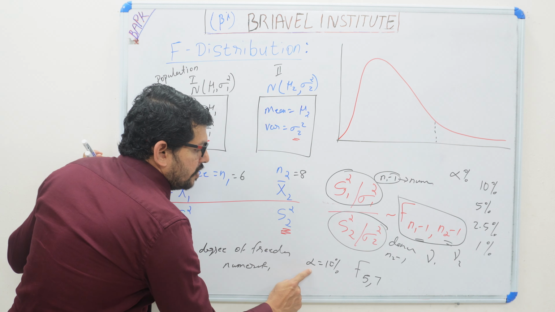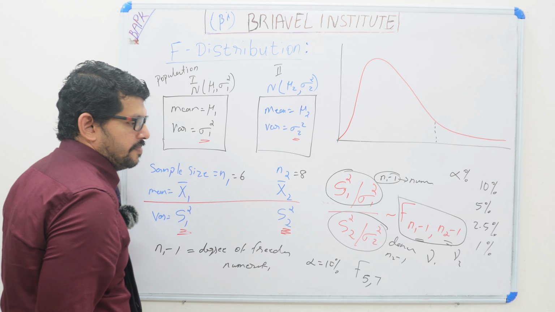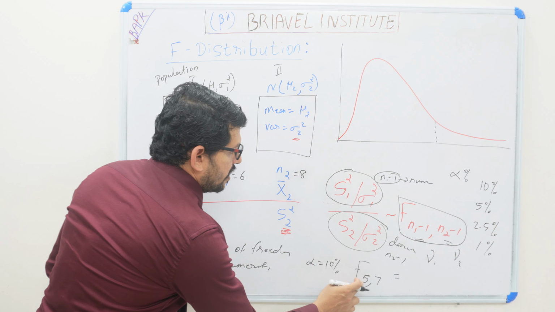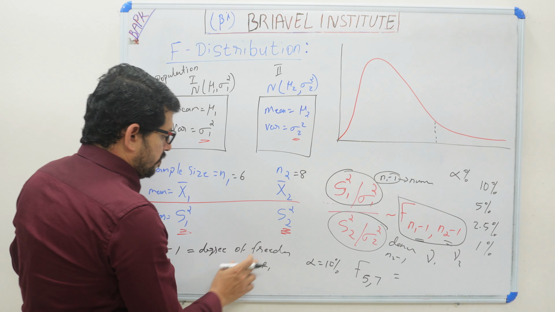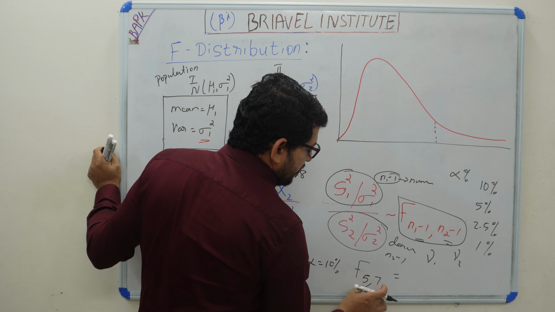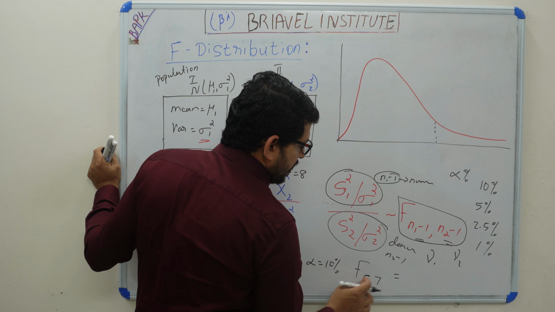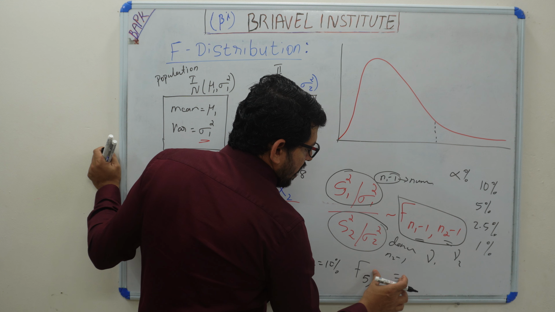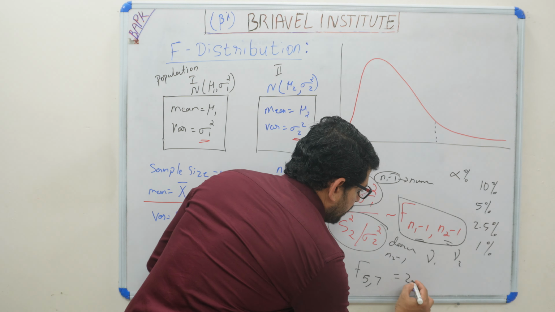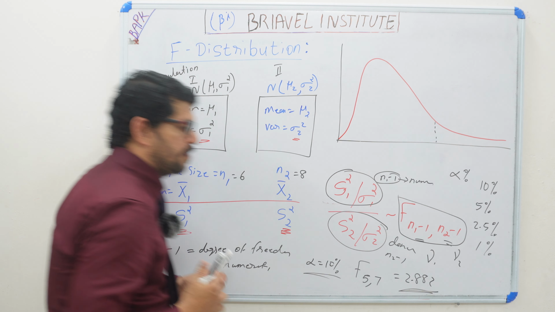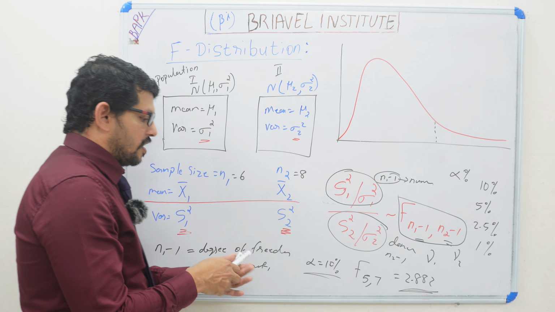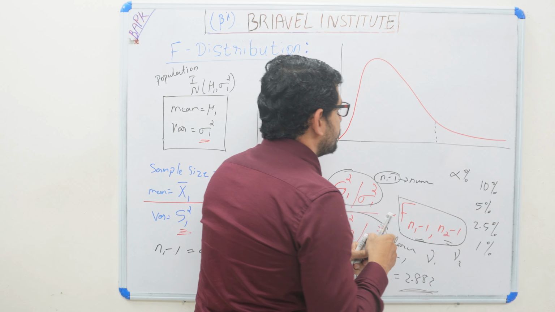Now here I want to find out the value at the 10% significance level. This 5 is the degree of freedom of the numerator, and 7 is the degree of freedom of the denominator. For F 5, 7, mu1 is 5 and mu2 is 7, and we get the value at 10% significance level. My value is 2.882. This is from the F distribution table. What is the meaning?